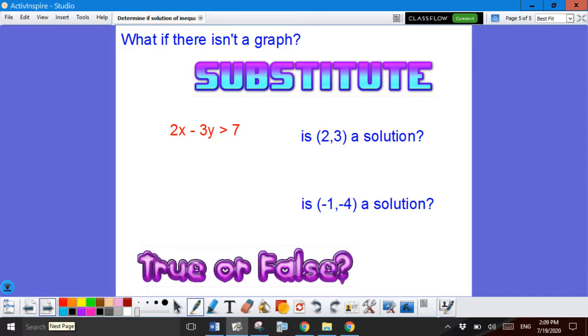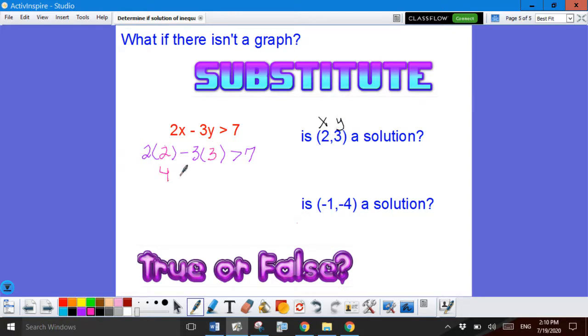All right, let's go ahead and see if you can substitute these and decide whether these are solutions. Notice how this time we have an x and a y. So are you going to substitute once or are you going to substitute twice? All right, let's see if you figured it out. Since I have two variables, I'm substituting twice. So in the x spot goes the 2, and in the y spot goes the 3.